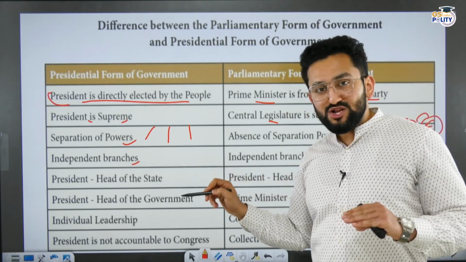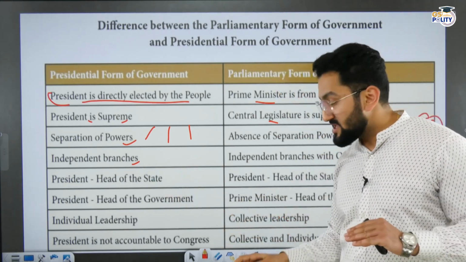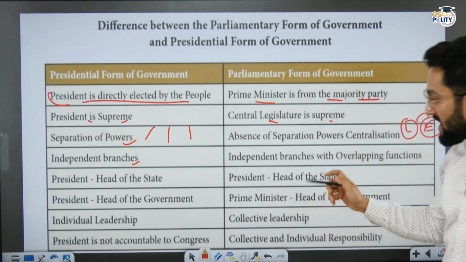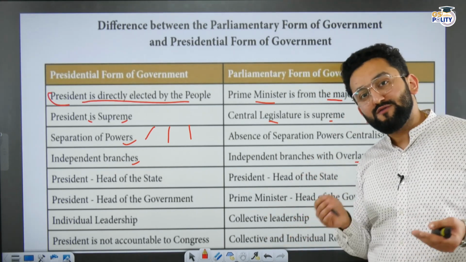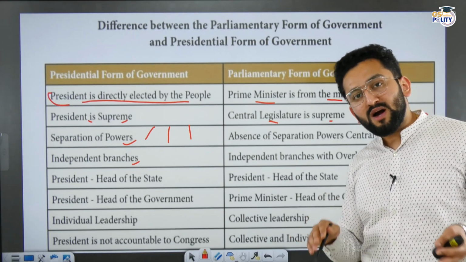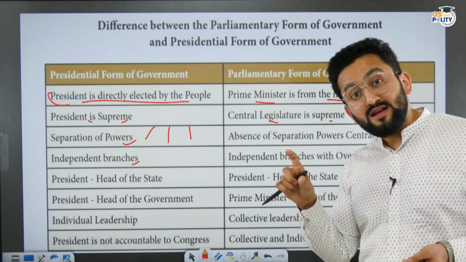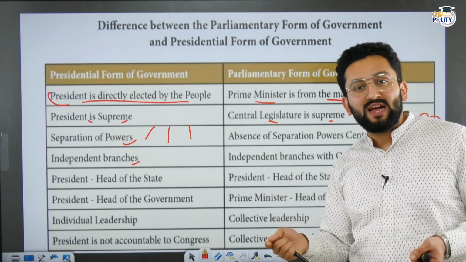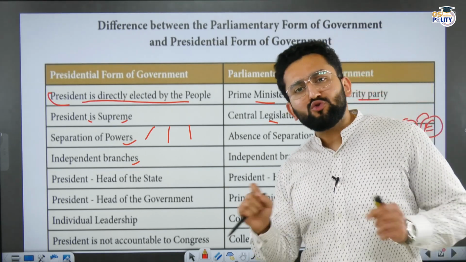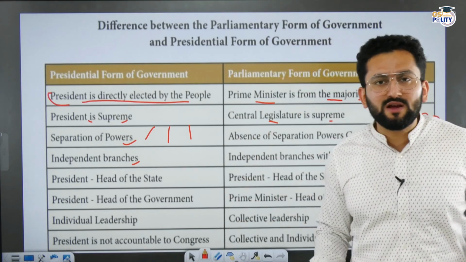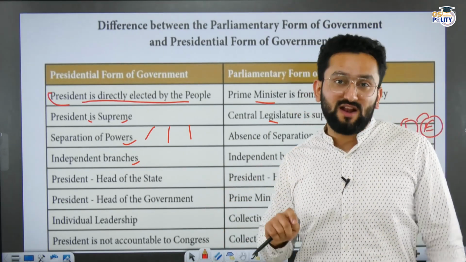Now, independent branches are there. As I told you, clear separation, and clear separation in terms of working also. Independent branches with overlapping functions. Functions are overlapping also. For example, laws are made by legislature, but there are certain rules which are made by executive as well. In literal terms, executive means the real job is to execute the laws which are made by parliament. Accepted. But still, there are some rule making powers with cabinet as well.